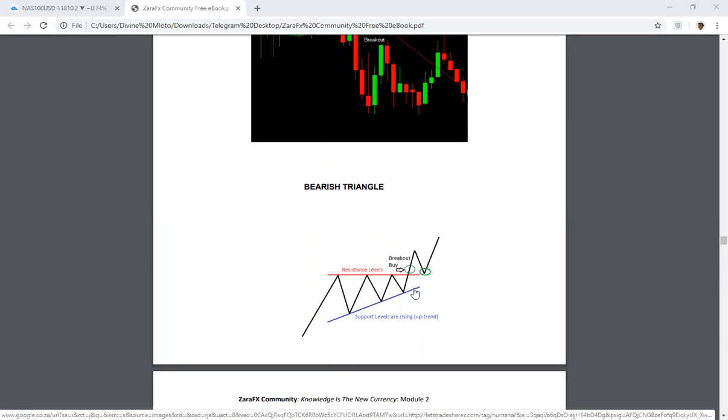Support levels are rising, uptrend, and resistance is just testing, testing, testing. It's not going higher or lower. And then as it goes higher, it eventually breaks out, sometimes retests, and then you take the retest. Because remember, support turns to resistance, resistance turns to support. So in this case, resistance was broken, and then we obviously expect price to turn that resistance level into support, right? Yeah.